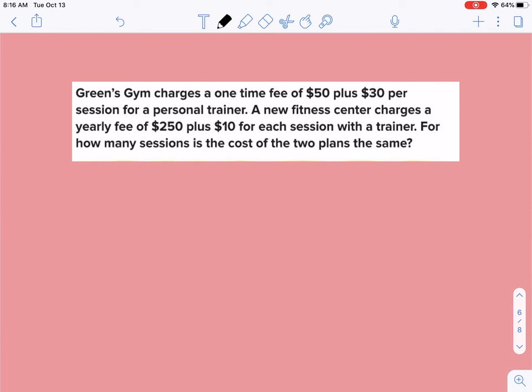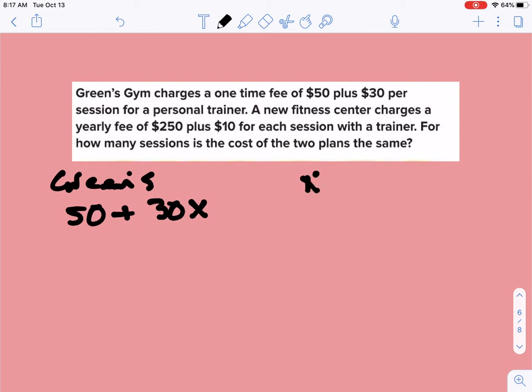Okay, let's look at, I think we have 2 more problems to look at. Green's Gym charges a one-time fee of $50 plus $30 per session for a personal trainer. So for Green's Gym, all right, you would figure out what you would owe. That's your $50, and then every time you go, it's $30 per session. So we'll just say that X is the number of sessions. So if you do 1 session, it's 50 plus 30, which is $80. If you do 2 sessions, well, the session total would be 60 plus your $50 one-time fee, right? So that's how that works.